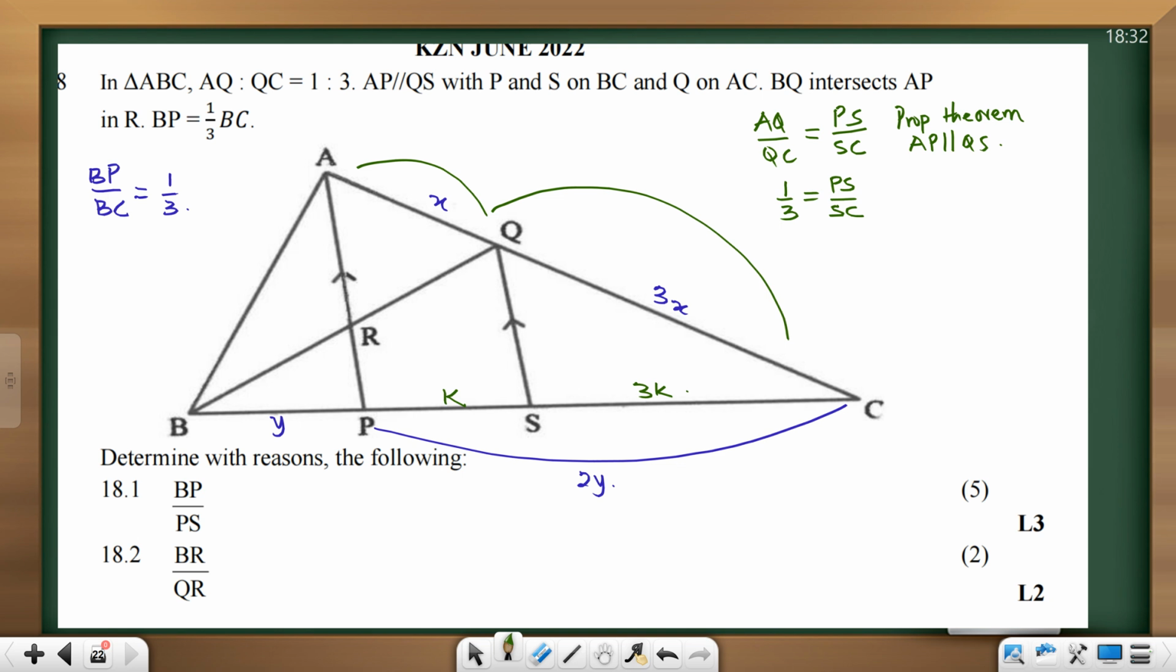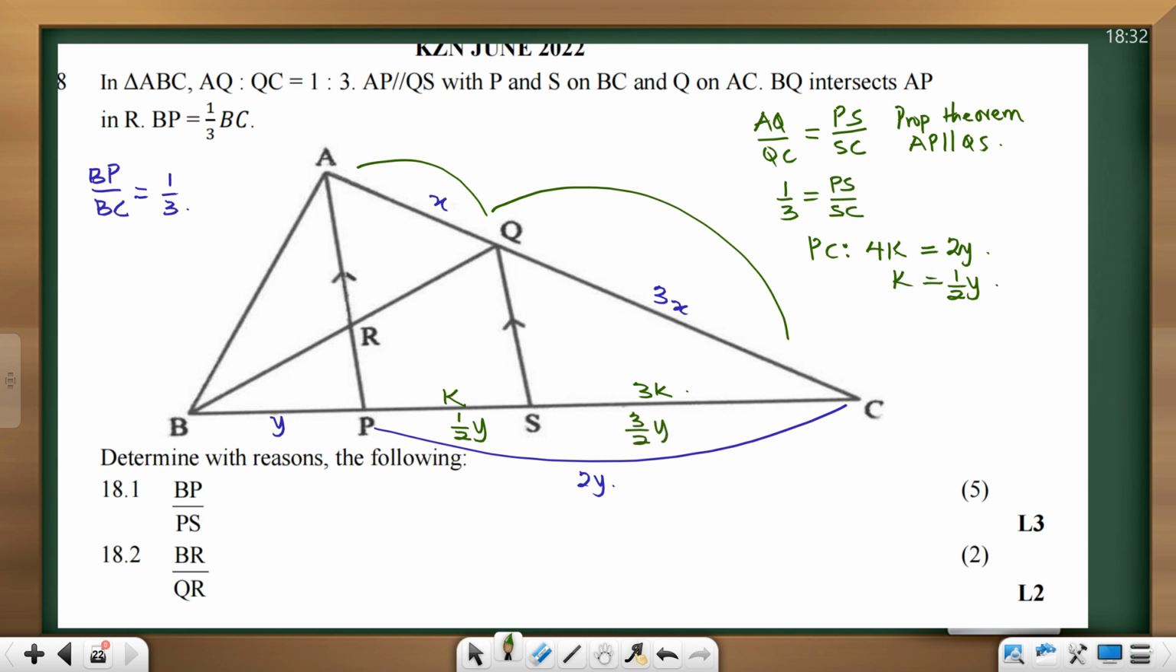What's my next job? Remove the K's. Put it in terms of Y. What do you notice about PC? PC in terms of K is 4K. And the PC in terms of Y is 2Y. We want to remove K. So what is K? K is 2 over 4Y, which is 1 over 2 what? Y. So what would this be? 1 over 2y, 3 over 2.